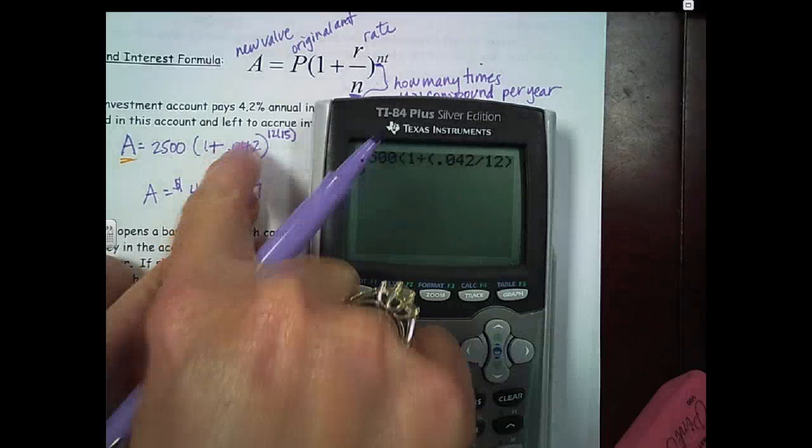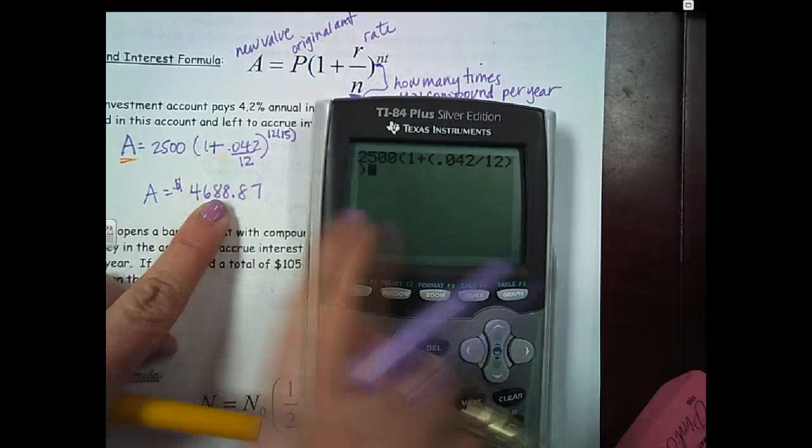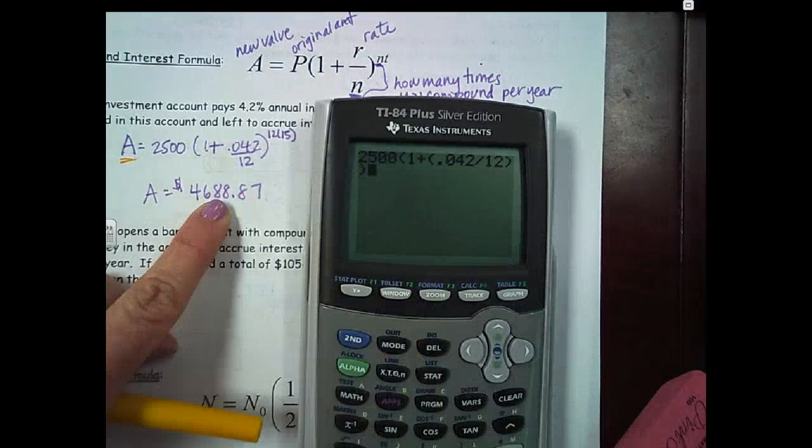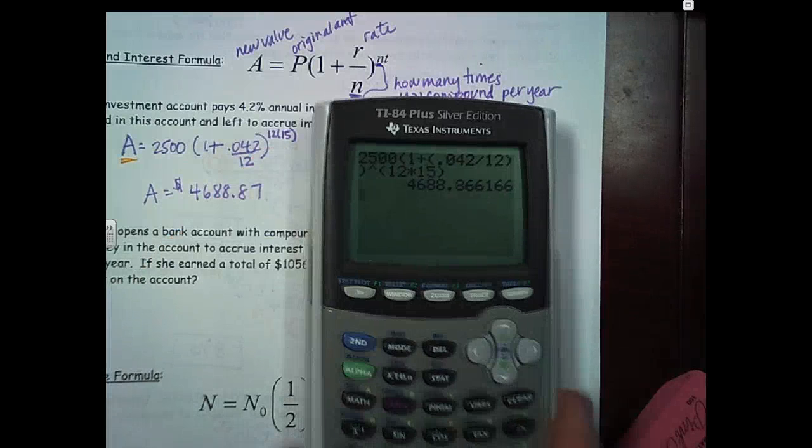I just entered this part in. So I did 1 plus, open parentheses, I typed this fraction in, and then reclose that set. And then I'm going to raise to the power of your 12 times 15. So I'm going to open parentheses, 12 times 15. Close parentheses. You see how to do it now?